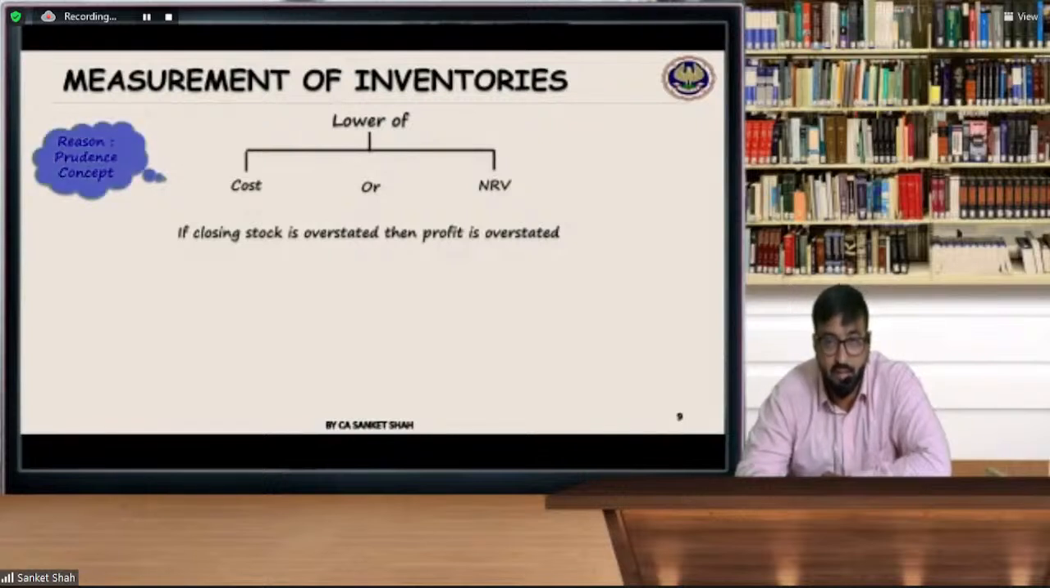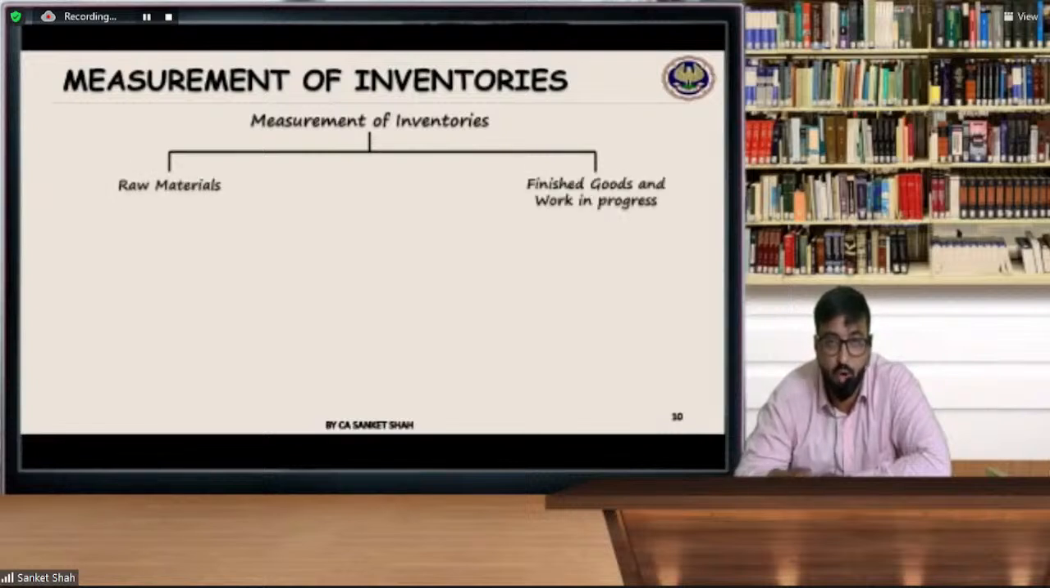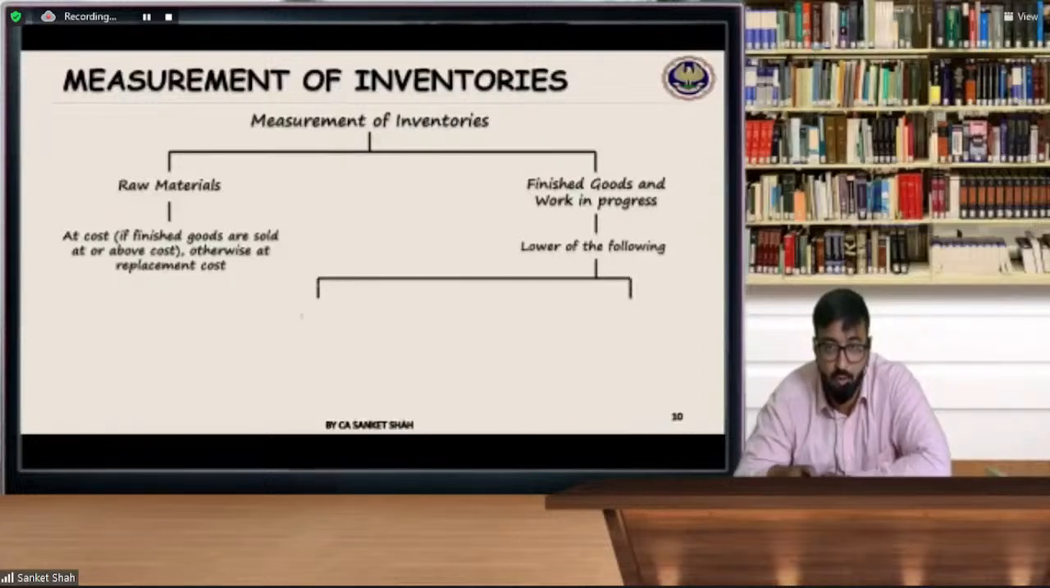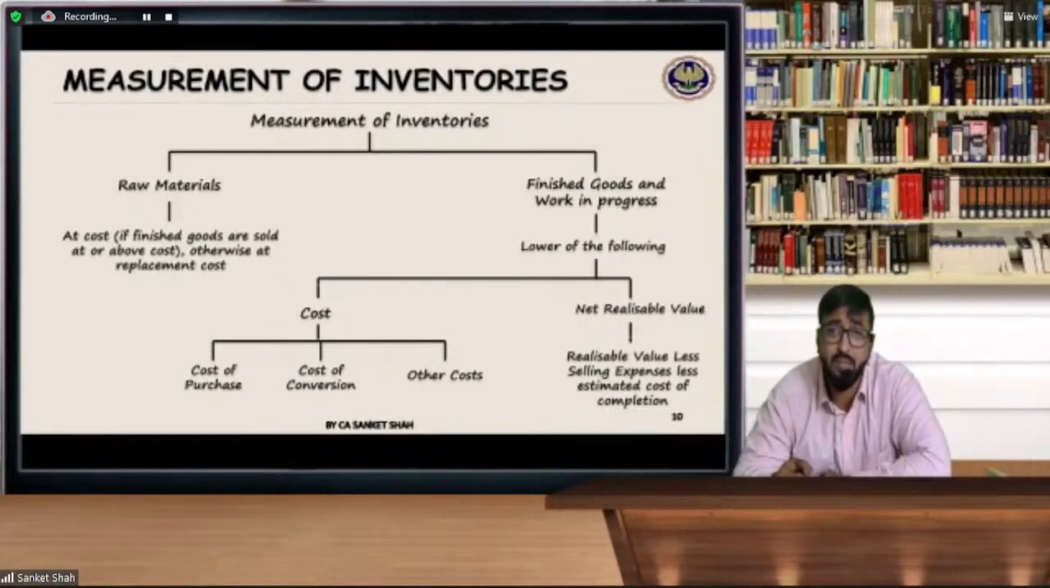चलो आगे निकलते. So let's move further. Measurement of inventories. Now, sir, measurement of inventories is raw material and finished goods. Measurement, please. Now, what is the replacement cost that I'm going to explain it now only? And finished goods and work in progress is lower of the following: cost or NRV. Now, what is cost? Cost of purchase, conversion cost, and other cost. And NRV means realizable value minus selling expenses minus estimated cost of completion.